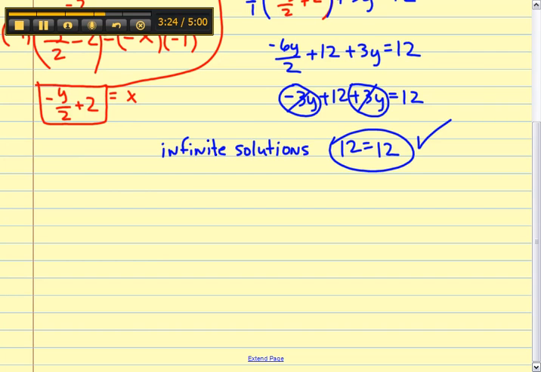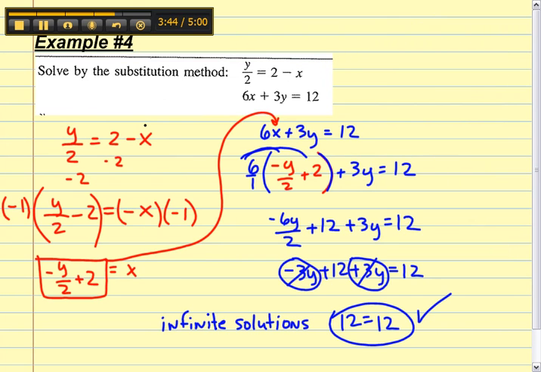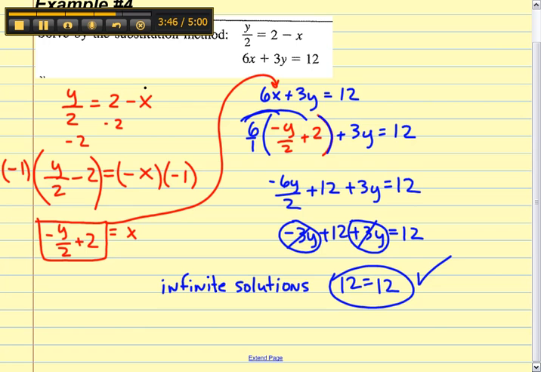Their graphs have the same slope and the same y-intercept. One graph lays right on top of the other. When that's a true statement, I get infinite solutions. Remember the last one, I got a false statement, like 16 equals 6. Well, that's not true. That means no solutions. But when I get something like 12 equals 12, that means infinite solutions.